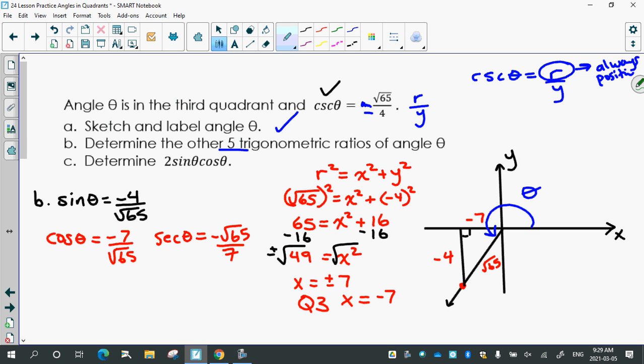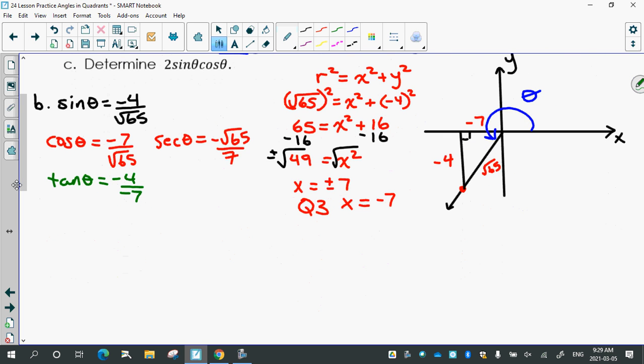And then the tangent of angle theta is the y value over the x value, so that's negative 4 over negative 7. But if they're both negative, what do I do? Get rid of the negatives. Yeah, get rid of the negatives. And then cotan theta would be 7 over 4. Upside down. All right, so there's the other 5.